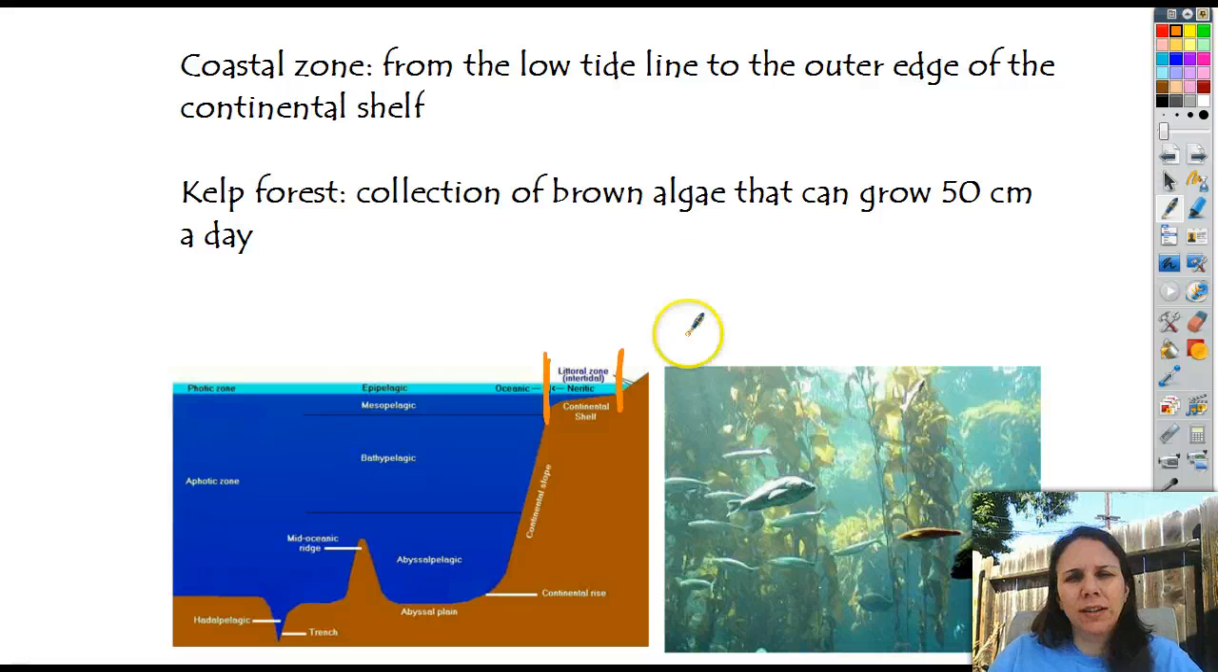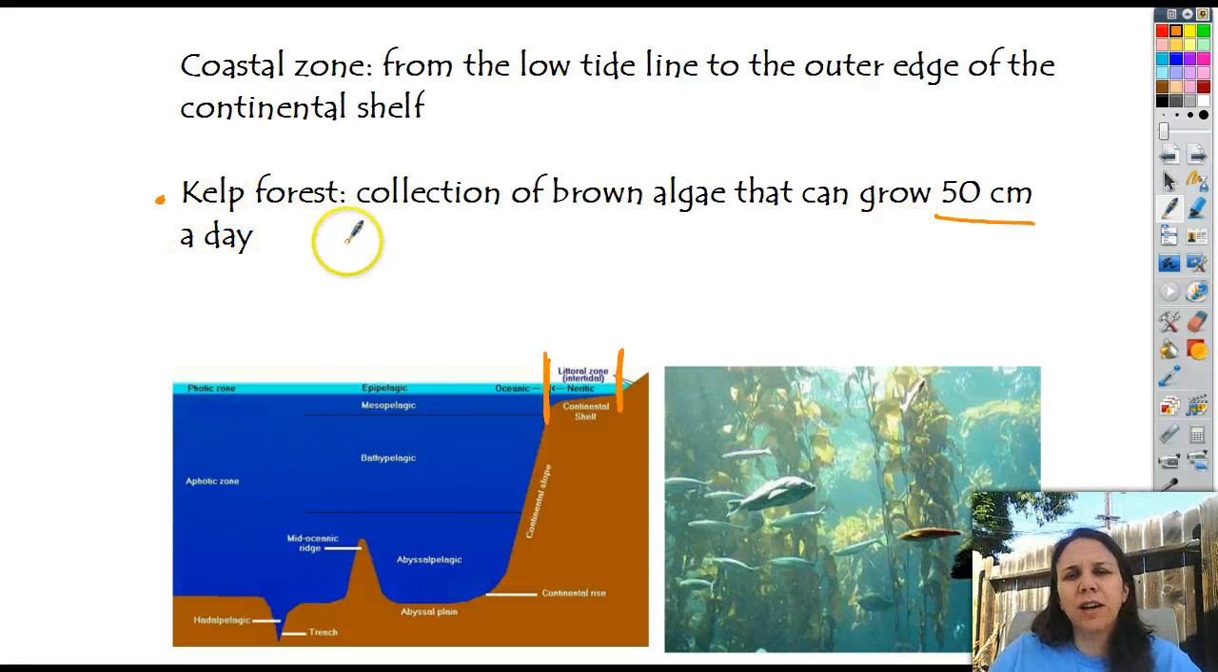This is where we find lots of neat stuff. This is where your kelp forest is, especially here off the coast of California. A big collection of brown algae that can grow 50 centimeters a day. That's ridiculous. That's like 2 feet. It's crazy. Could you imagine if a person grew 2 feet a day? That'd be kind of scary. Okay, no, that would be scary.